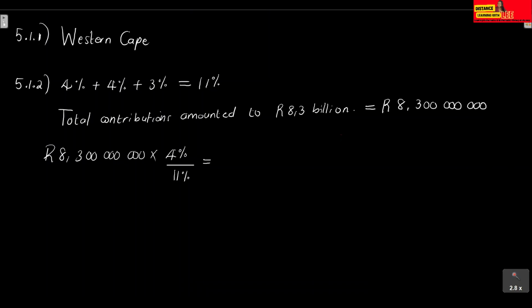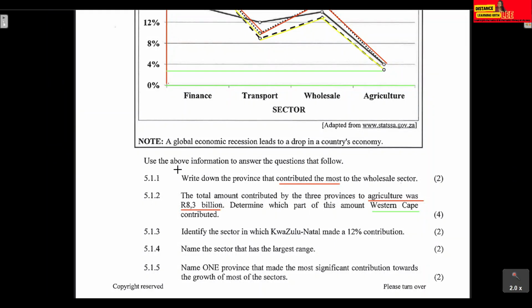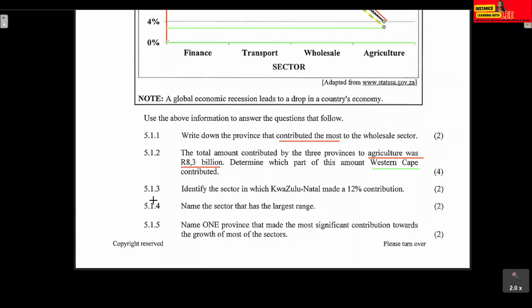So if you take 8.3 billion and you multiply by 4% divided by 100, what do we notice still, guys? The percentage cancel. If you punch this into your calculator, you'll find that 8.3 billion multiplied by 4 divided by 11 is equal to 3 billion 18,181,818. Okay, so that is the amount that the Western Cape contributed towards the agricultural sector. All right, let's have a look at question 5.1.3.